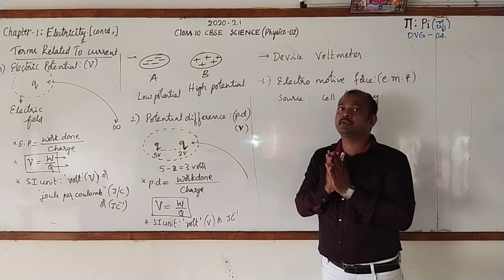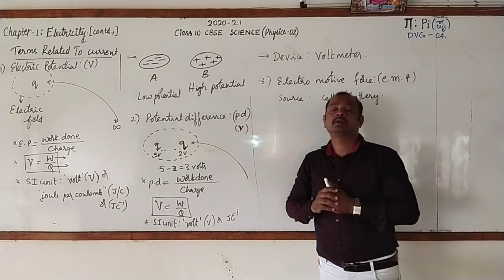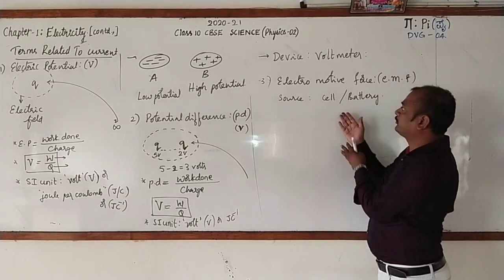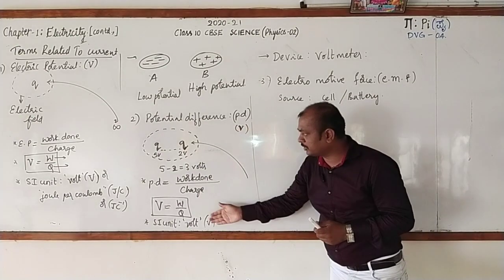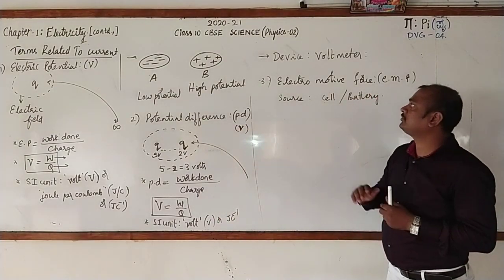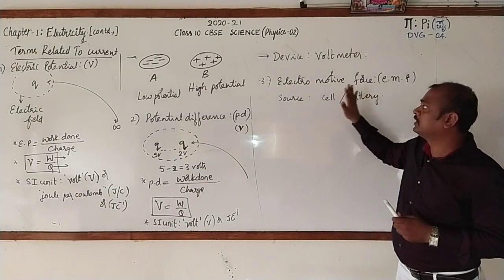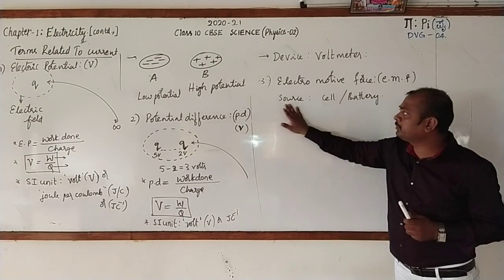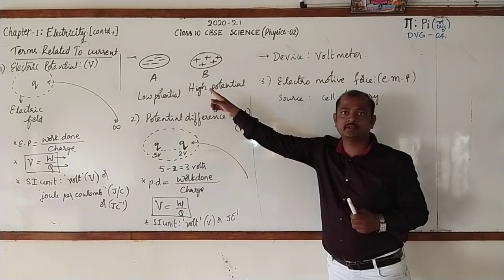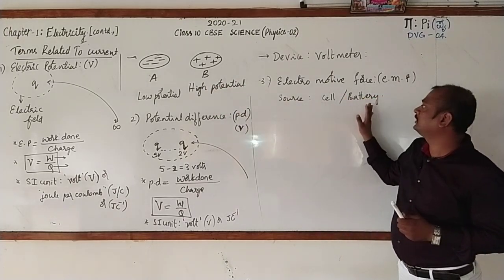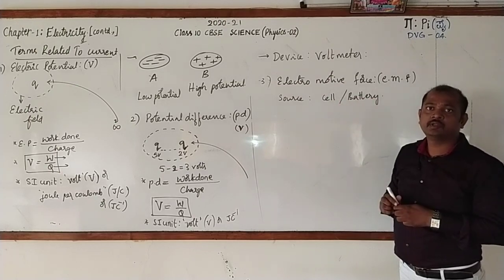So this potential difference should be maintained to make the charge flow continuously. For that purpose, we use a source of EMF, that is called a battery. So you will copy all this. Next, the third one, it is also very important. Electromotive force: the minimum energy required to maintain the constant potential difference across the ends of a conductor is called electromotive force. Understood?